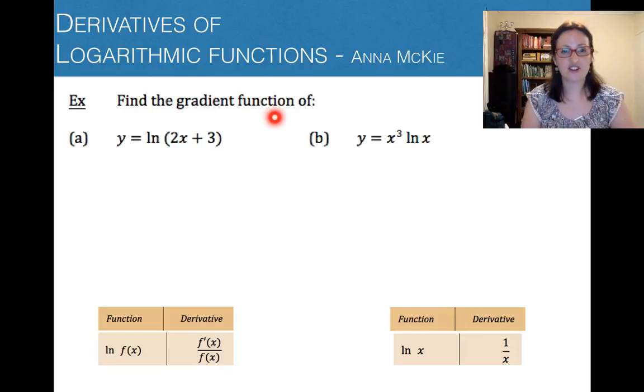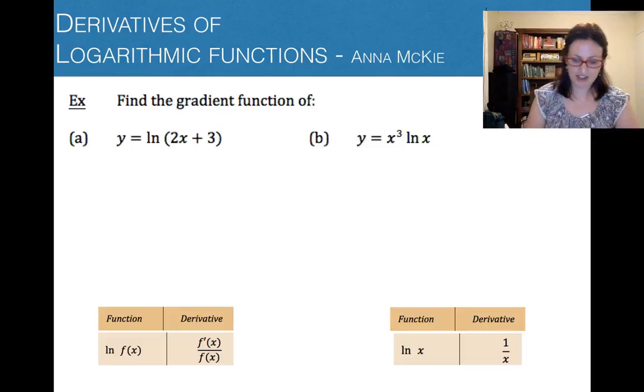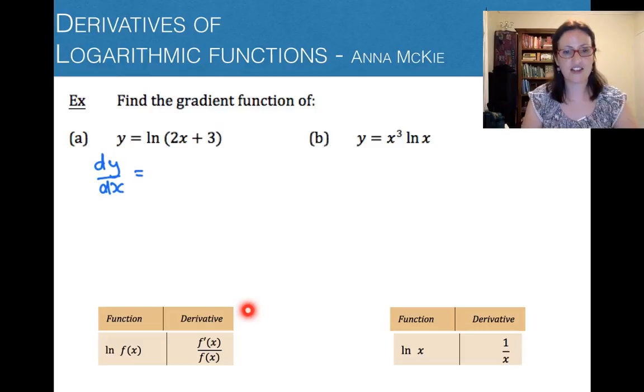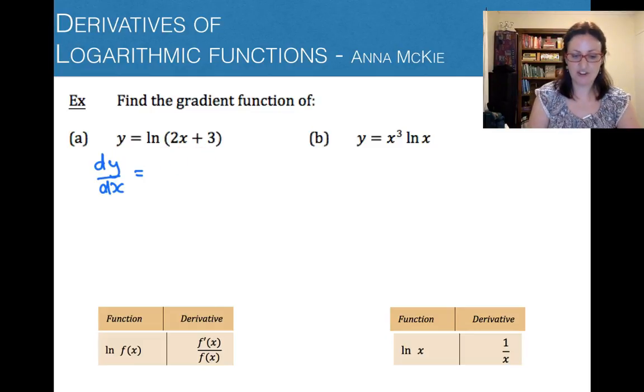Find the gradient function, and gradient function is asking you to differentiate, to find the derivative of y equals ln of 2x plus 3. So we need to find dy by dx. Let's write that. dy by dx is equal to, I've put the rules down here, the ones that are going to be handy. So this is ln of a function, so you differentiate that function. The derivative of just that bit there would be what? 2 over the function, so 2x plus 3, and we leave it there. That's all we need to do.